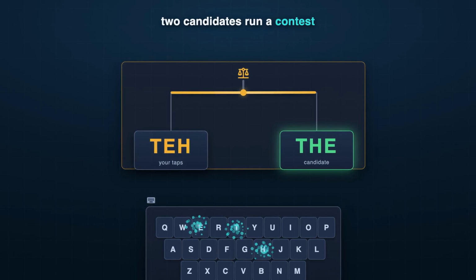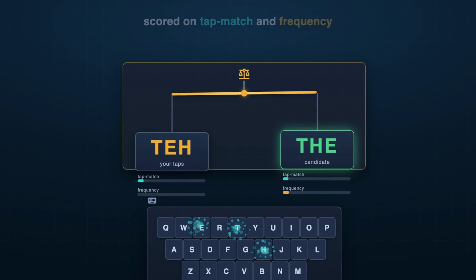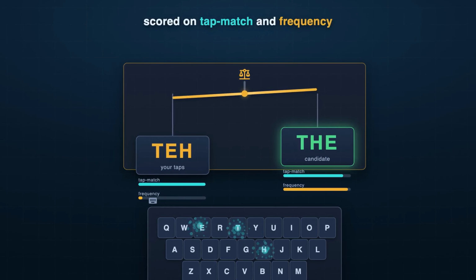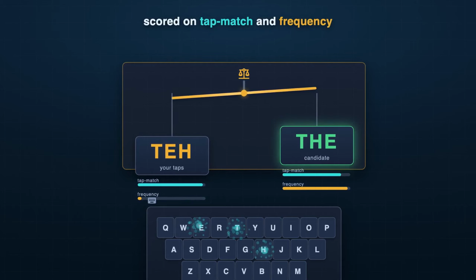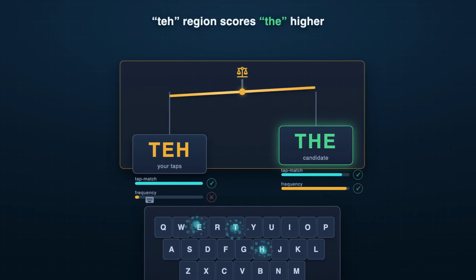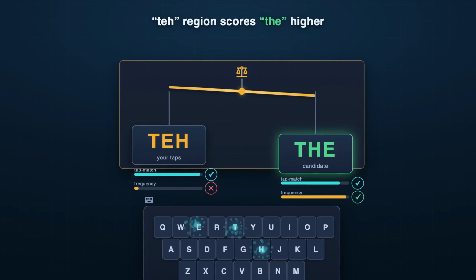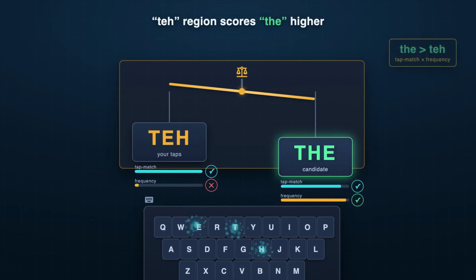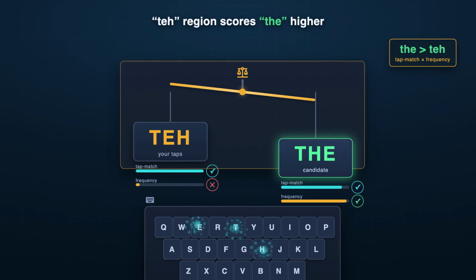Take a classic. You mean to type the, but your taps land in the Te region. The E and H a little swapped. 2 candidates step forward. Te matches your taps almost perfectly, but it is essentially not a real word. The is one of the most common words in the language, and your taps are close enough to it. So the wins the contest. Your fingers said Te. The phone typed the.